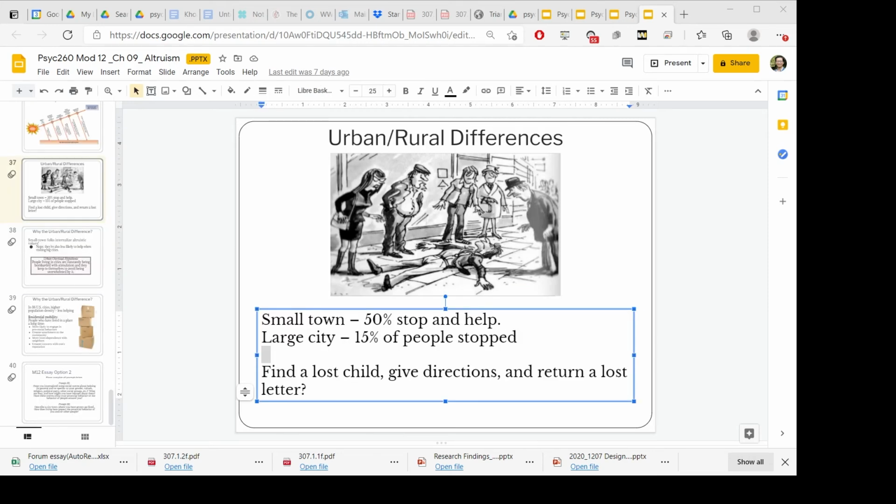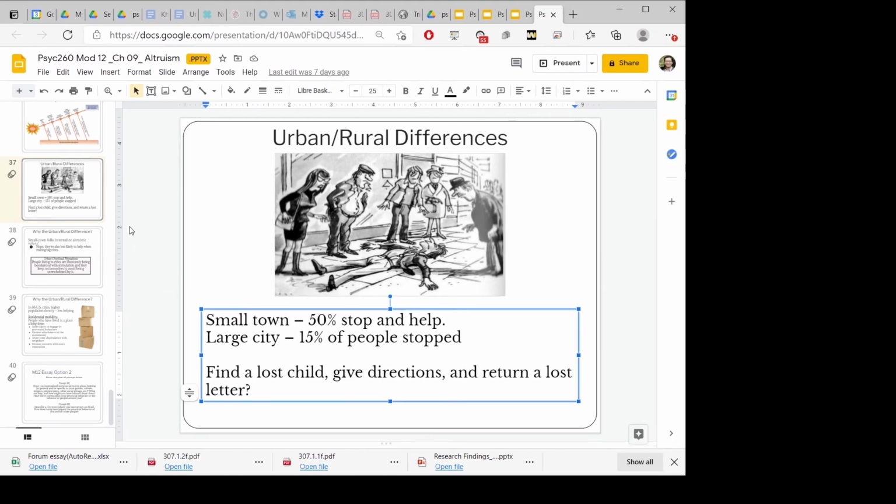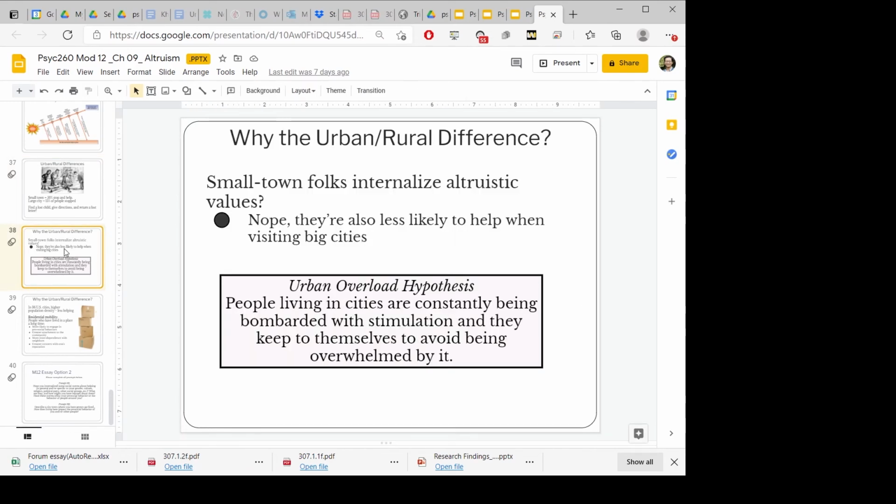The second topic in altruism is urban-rural differences. It's often observed that people in urban areas are less likely to help someone on the street compared to people in rural areas. And what are the explanations for this? One initial explanation is that small-town folks tend to internalize more altruistic values, right? They're just nicer people living in the rural area. But this is actually not the case.